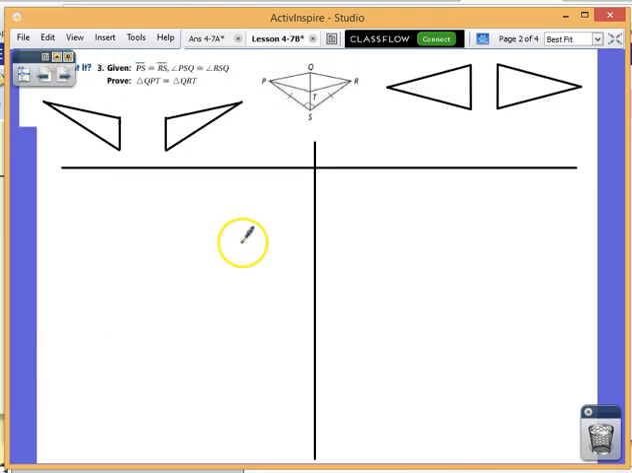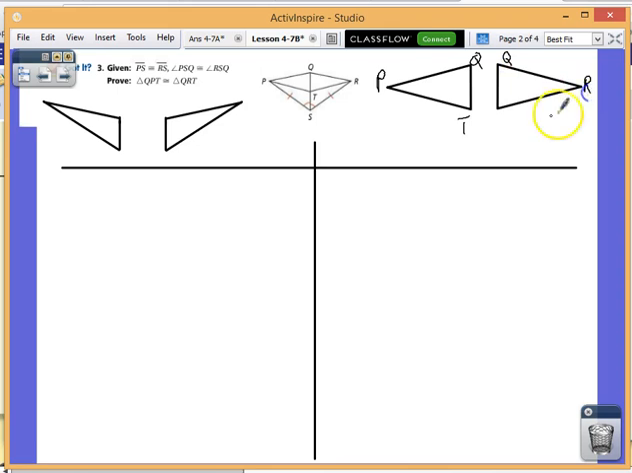So in this problem right here, we start out knowing that PS is congruent to RS and angle PSQ is congruent to angle RSQ. And so that's marked on this drawing right here. I went ahead and pulled apart the 2 things that I think are going to be the triangles that we have to prove. So that's triangle QPT, and I'm going to try to prove that congruent to triangle QRT.